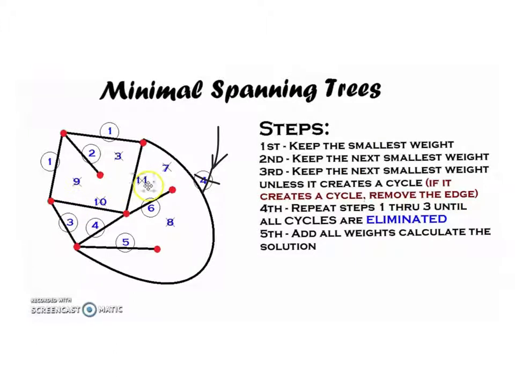Here we're getting rid of the weights of 10 and 11, and you will see this loop right here that we have to eliminate, and we eliminate that by getting rid of that weight of 4 that we just identified.